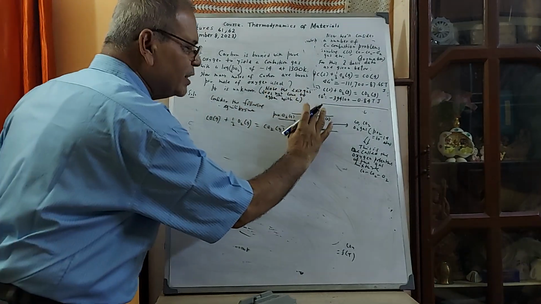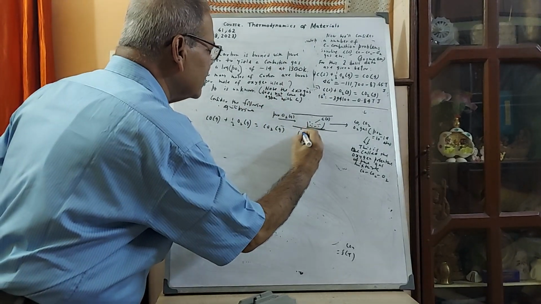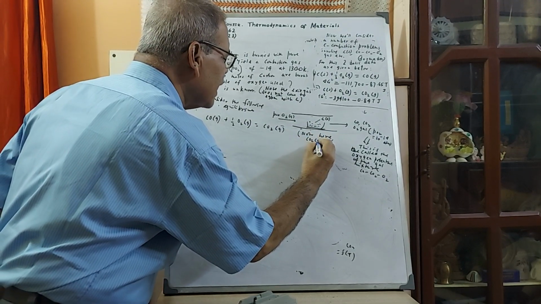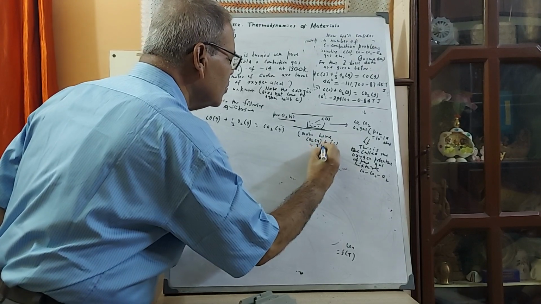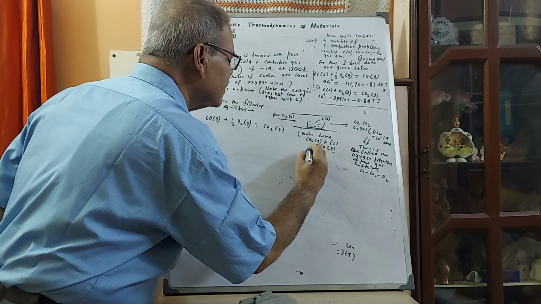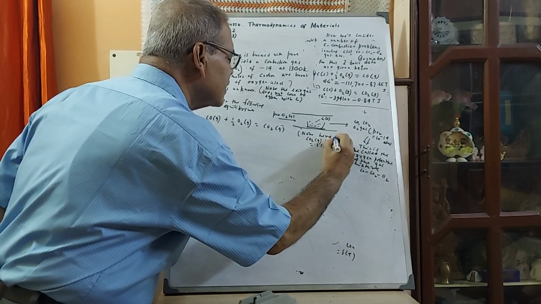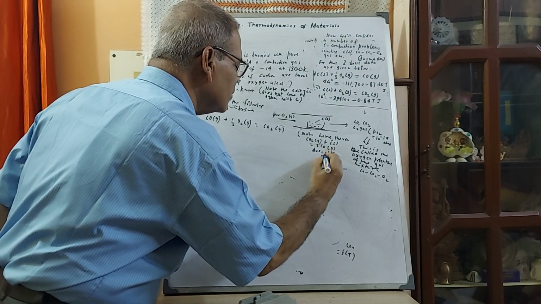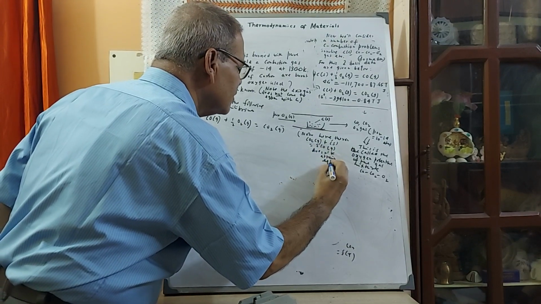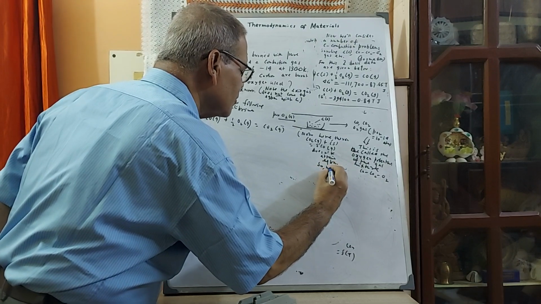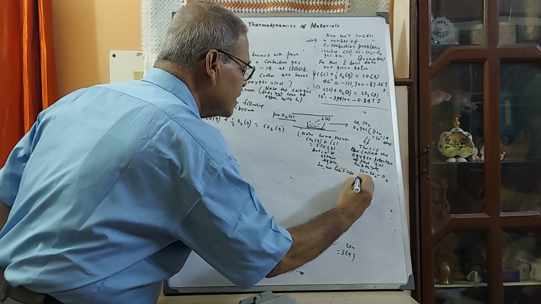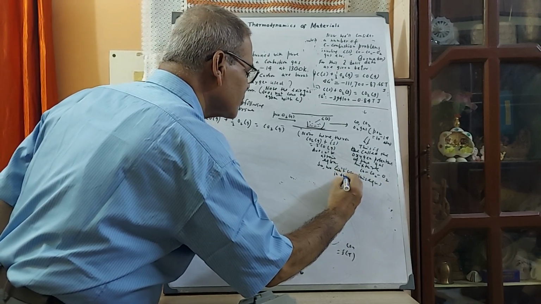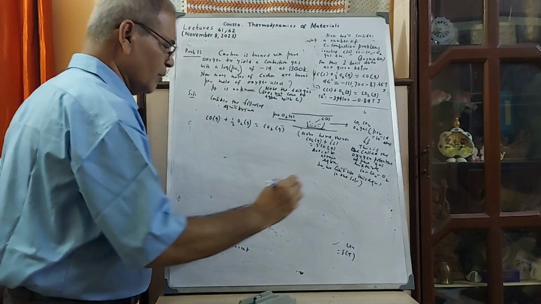Now consider the reaction CO2 gas plus carbon solid goes to 2CO gas. Note here that this reaction does not attain equilibrium, so we don't use this. We cannot use this equation for the solution in the problem.